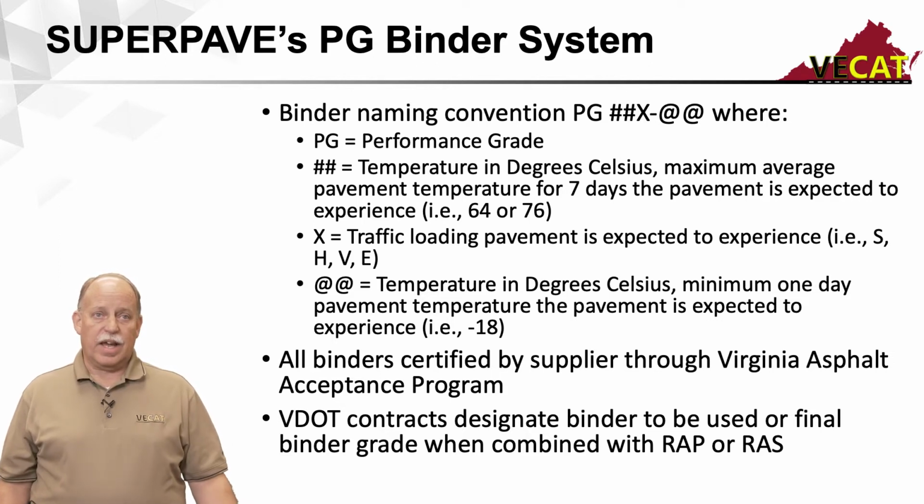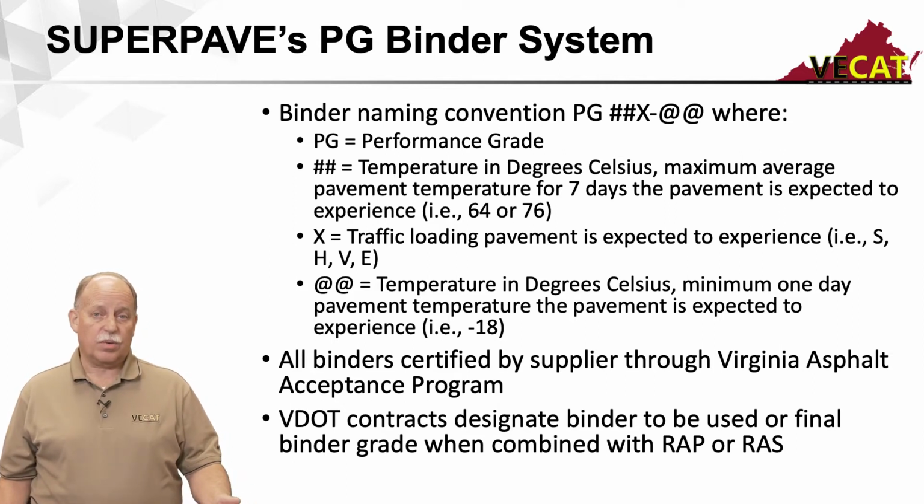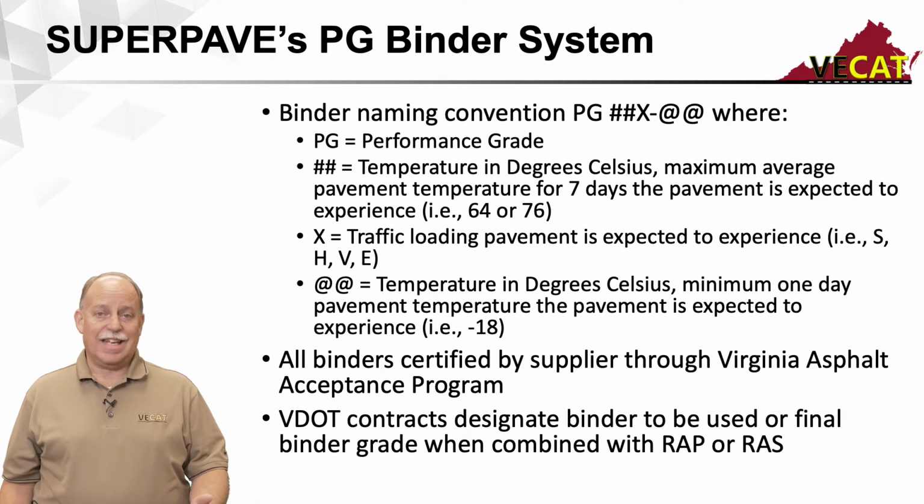Then that X, that is the traffic loading that the pavement is expected to experience. We have an S, an H, a V, and an E. S is for our lower volume roads, H is for our moderate, V would be for our very heavily loaded, which Virginia doesn't use much, and then E is for our extremely loaded, like our interstates.